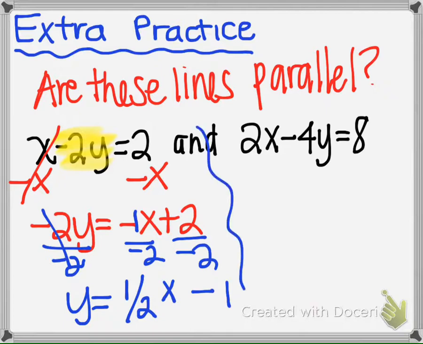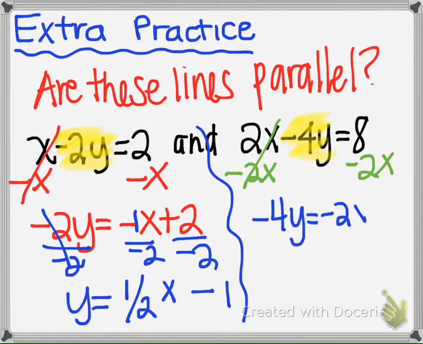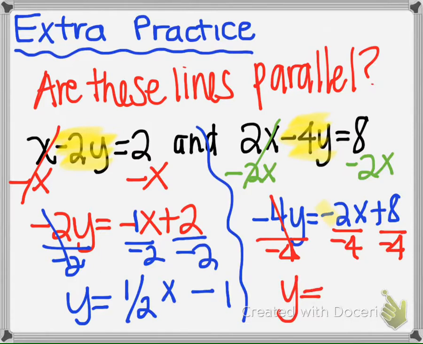Okay, now we're going to do the same thing over here. So we're going to get the y by itself. So we're going to subtract 2x. Then we're going to divide everything by -4. We get y equals, we have a negative divided by a negative is a positive. 2/4 is the same thing as 1/2. And then here we have a positive 8 divided by a -4, and that is -2.